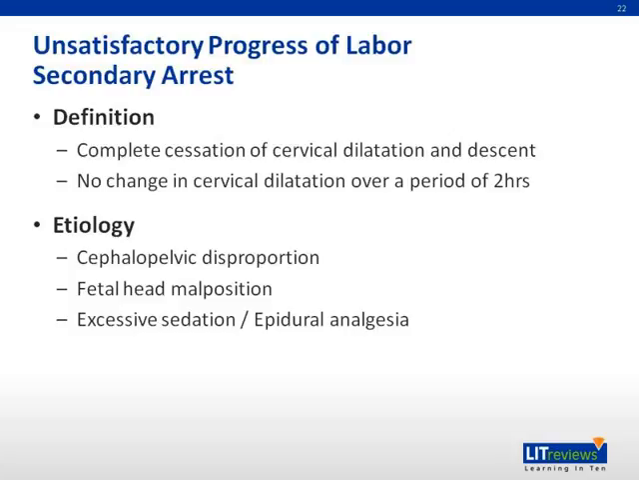On the other hand, secondary arrest of labor is defined as complete cessation of cervical dilatation and descent, when there is no change in cervical dilatation over a period of 2 hours. This is usually attributed to cephalopelvic disproportion or obstruction, fetal head malposition, and excessive sedation.